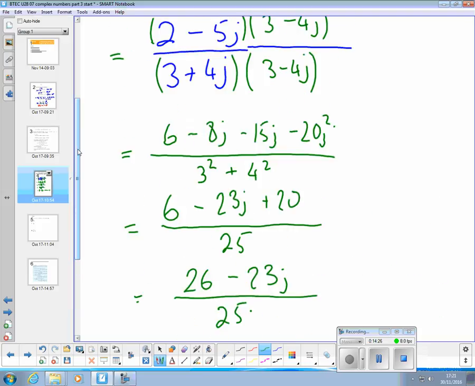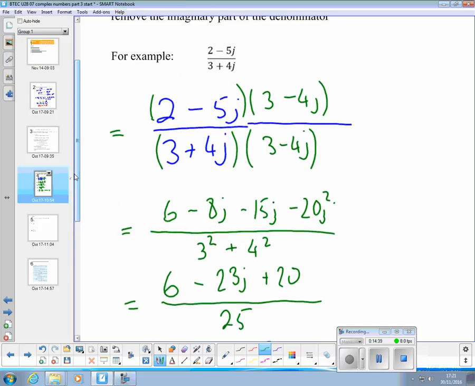It was minus 20. What is j squared to it? Yeah? Minus 20 times minus 1 is? Minus 5j plus minus 4j plus 20. Well done, Noel. Plus 20. Well done. Spotted my deliberate mistake.